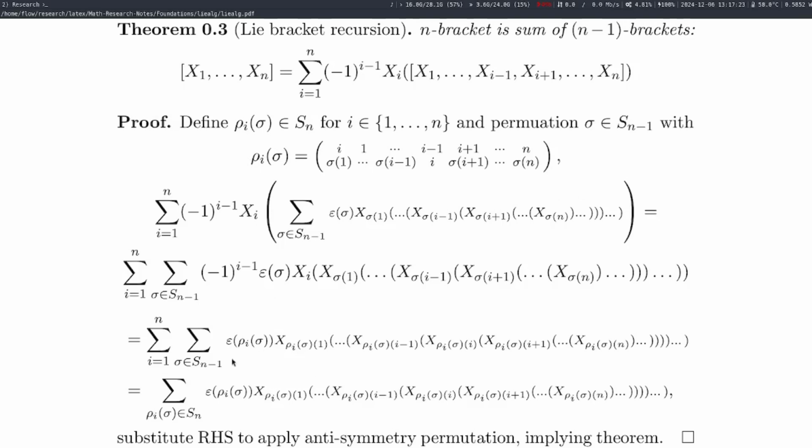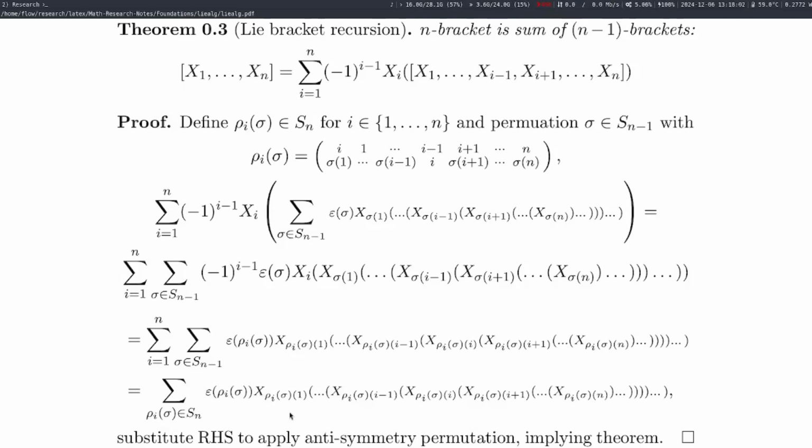And now this was a double sum, from I equals 1 to n over all the permutations of n minus 1. So it's like a double sum over I and sigma, the integer and the permutation. But because they all share the same permutation, rho I of sigma, we can contract this sum into a single sum over the n permutations of rho I of sigma, all of them.